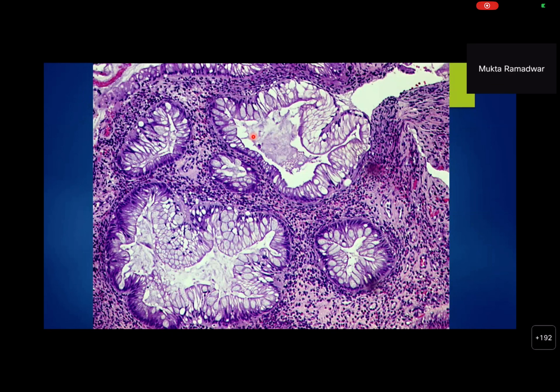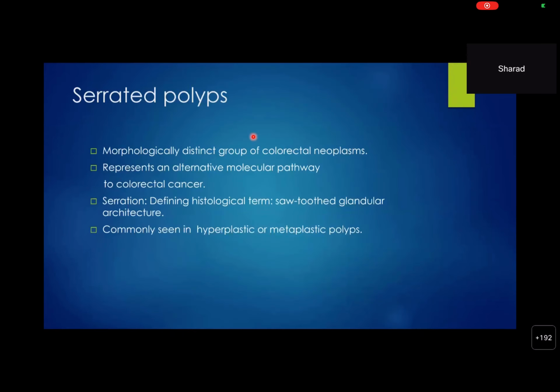Yes, Sharad, so you are familiar with this morphology? Yes, ma'am. Serrations. Usually, ma'am, hyperplastic polyp has serration above only upper third of the. Yeah, they're not so well defined. They're not so well defined.